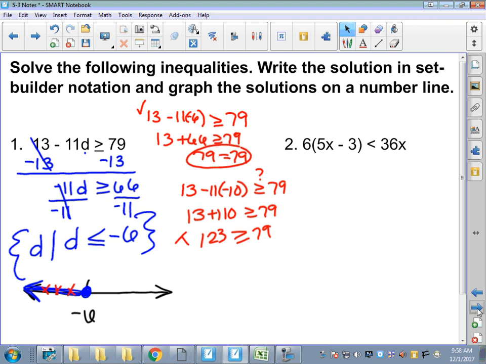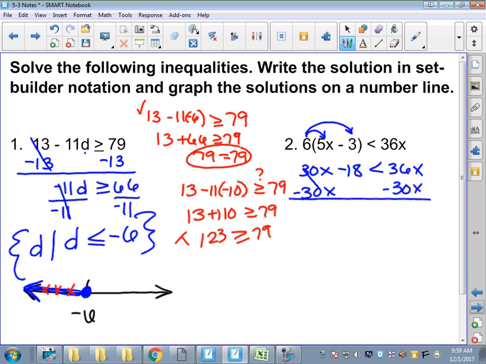For number 2 here, we're going to distribute before we can do any inverse operations. So we've got to get rid of these parentheses. So 6 times 5x is 30x. 6 times negative 3 is negative 18, less than 36x. Now typically in an equation, I would move the 30x over to the 36. We can do that, but then I'm going to change it around. So I'm going to do that because the 18 is over here. So I'm going to subtract the 30x. Cancel that out. Negative 18 is less than 6x.